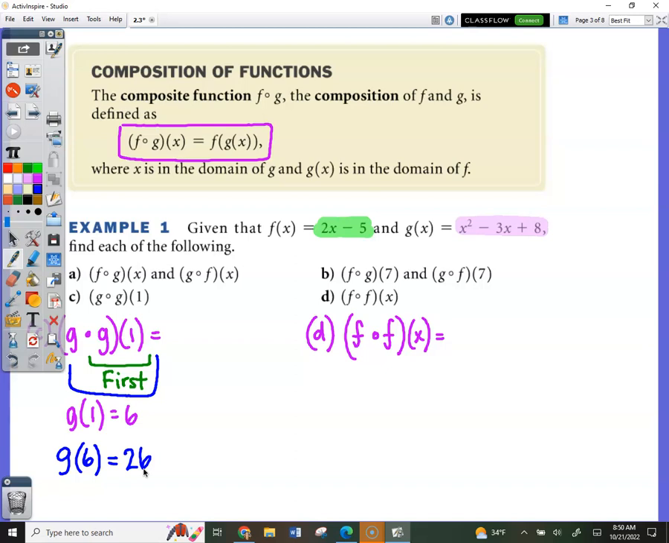Okay, f of f of x, right? This means our answer should have x in it. You're not plugging numbers in. This means it's a block within a block, and then you just got to clean it up. Okay, so write function f first: 2x minus 5. Now beep out the x. So 2 beep minus 5.